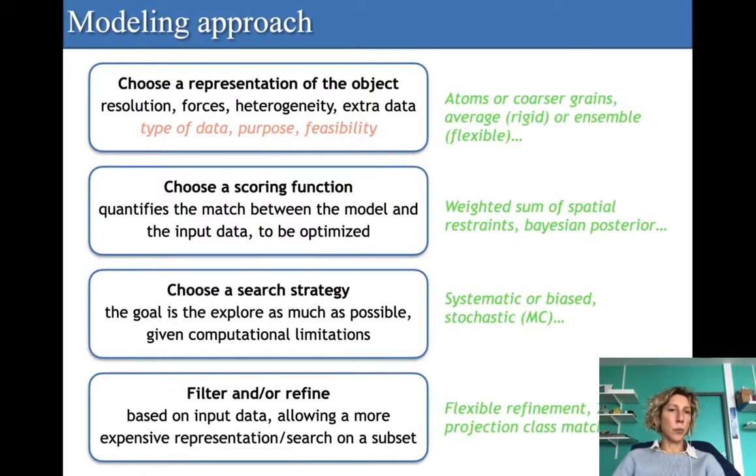So what's a typical modeling approach? Well, we'll choose first a representation of the object, right? So we define the resolution, the forces, maybe we use extra data. Shall we represent all the atoms? Shall we have a coarse grain representation? Then we have to choose or define a scoring function, which will allow us to estimate the probability of the models that we predict, that we sample. And we need to define a search strategy. That is, how are we going to sample the space of all possible conformations? And usually, the final step is to refine, to filter and refine some pre-selection.